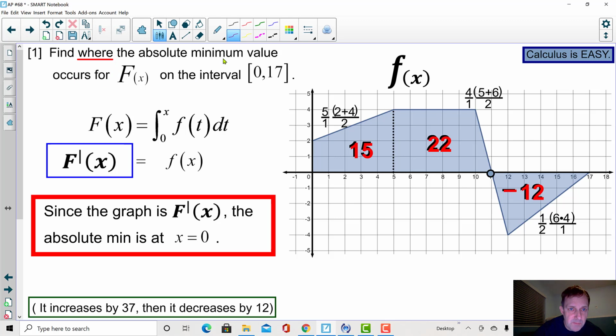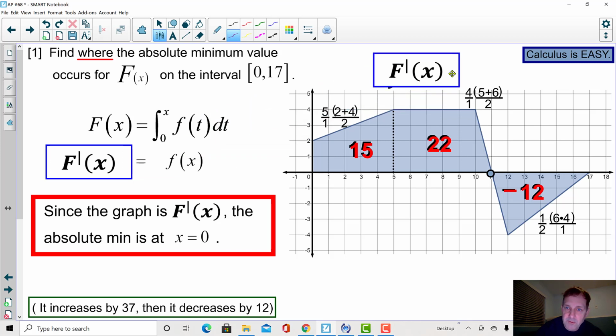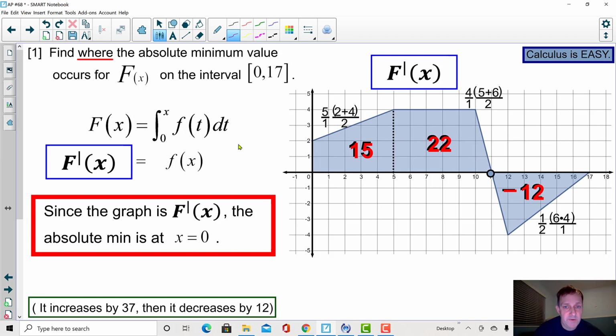Okay, again, we're looking for the minimum for capital F. So here is capital F. If we take the derivative of both sides, we get that F prime equals little f. So little f is the graph. So we can replace the little f with capital F prime. Now that's important because if this graph is F prime, then it tells us how F is changing. When F prime is positive, F is increasing, and when F prime is negative, F is decreasing.